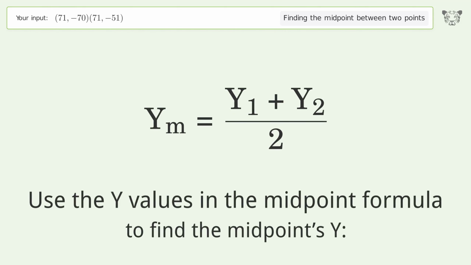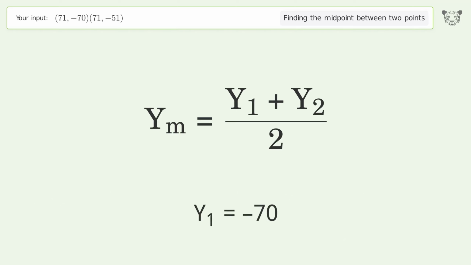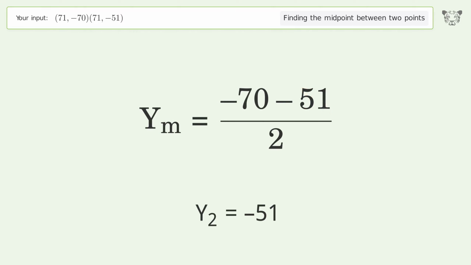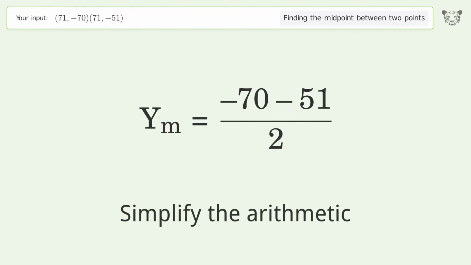Use the y values in the midpoint formula to find the midpoint's y. y1 equals negative 70. y2 equals negative 51. Simplify the arithmetic.